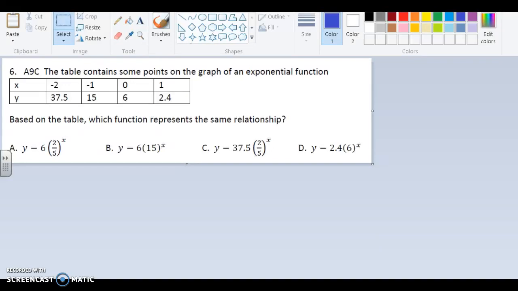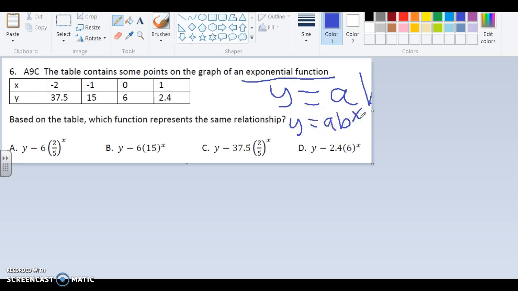All right, here we are given a table with XY values. We are told that it does represent an exponential function, which we know is in the form y equals a b to the x. Okay, so we need to find the a value and the b value, and then we can write the function.